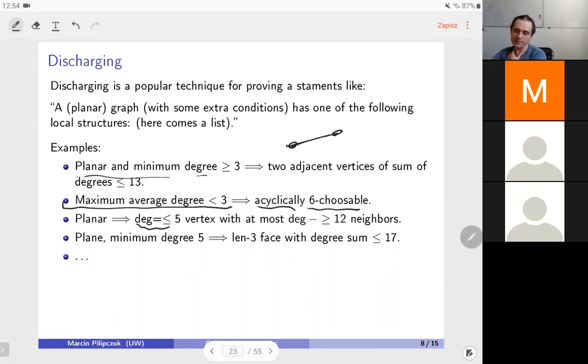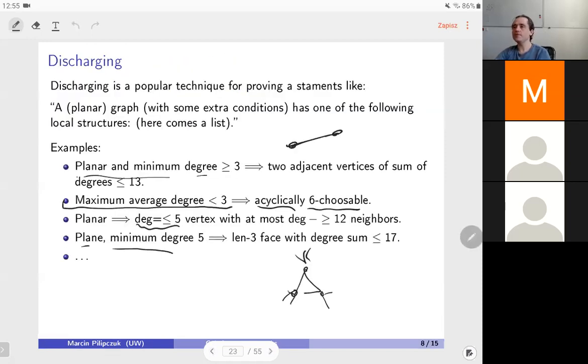And for the degree 5 result, you can prove that planar graphs have not only a vertex of degree at most 5, but you can augment this argument so that there's a vertex of degree 5 such that among its neighbors there are at most 2 of degree more than 11 or 12. This is something you can squeeze out of the first argument. Another, I think a theorem of Borodin, is that if you have an embedded planar graph with minimum degree 5, then there's a triangular face whose degrees sum to at most 17. You can prove statements like that with more and more complicated discharging rules.